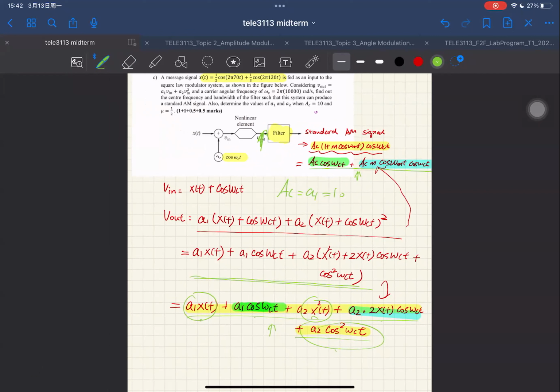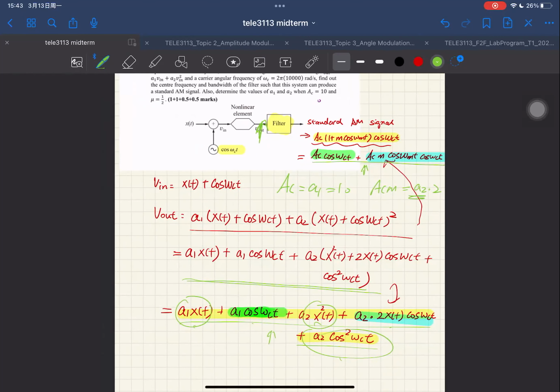To find A2, we're using the same matching methodology, right? So we want to make sure that AC N is equal to A2 times 2, right? We're using the same methodology and then we can find A2. So in fact, essentially what we want to do is term matching, and then we can use term matching to find the coefficient. That's the idea, right?